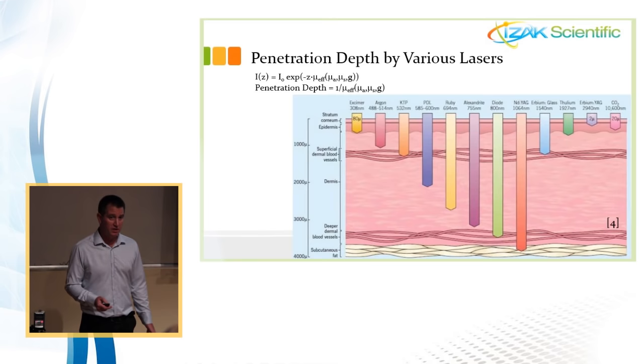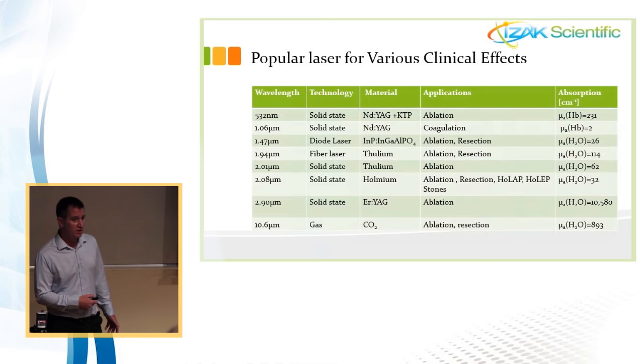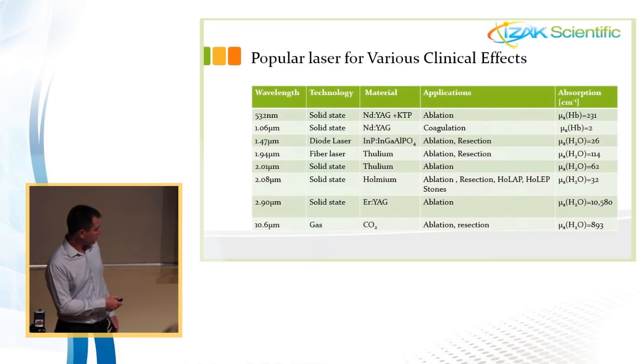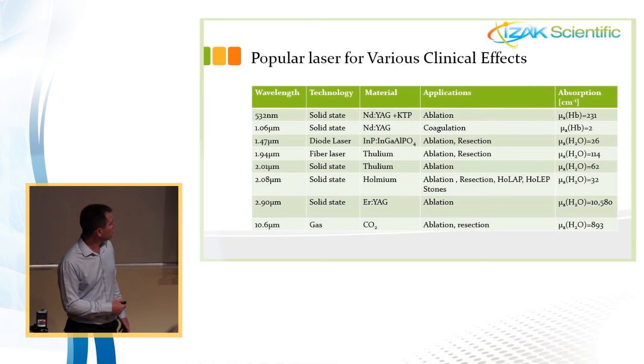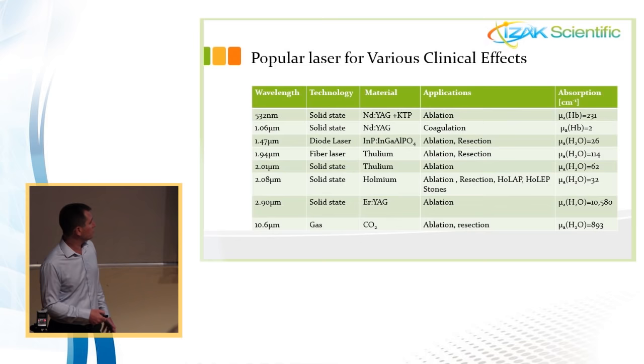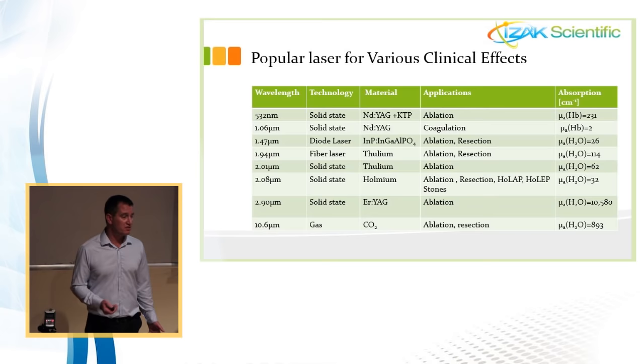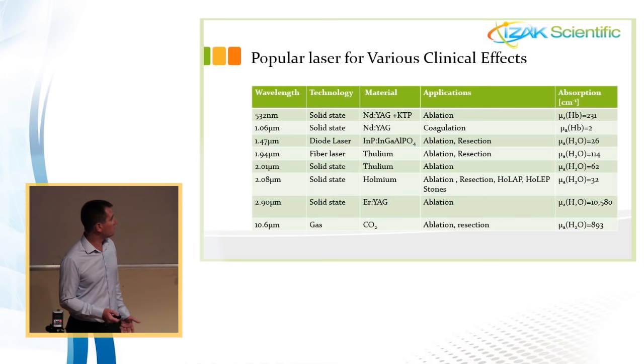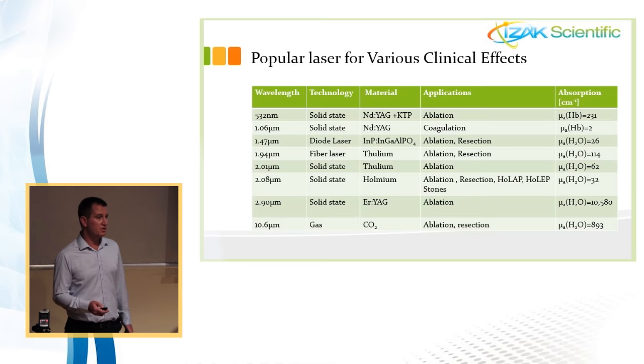And here is the list of commercial lasers that are available today on the shelf, all of them used in medical surgery. Here is the application, which can be coagulation, ablation, resection, or even stone fragmentation. And the wavelength and technology can be a gas laser like CO2, a solid state laser like neodymium YAG or holmium, a fiber laser like thulium, and a diode laser that is also used for surgery applications in the 14-17 hundred nanometer wavelengths.